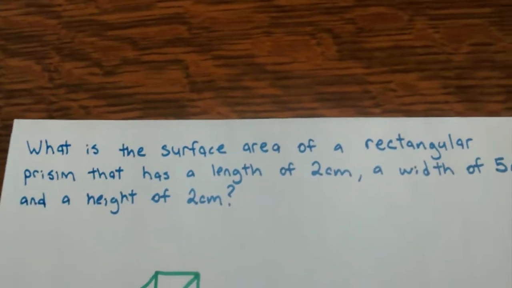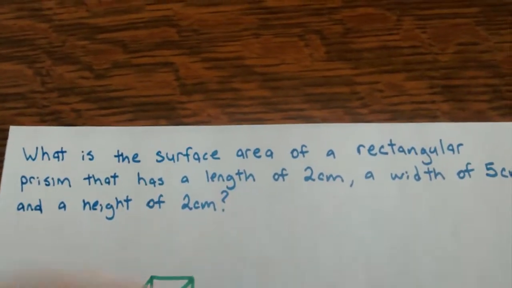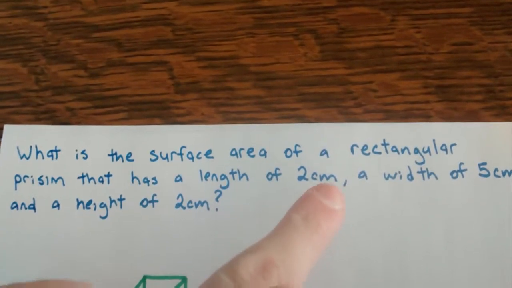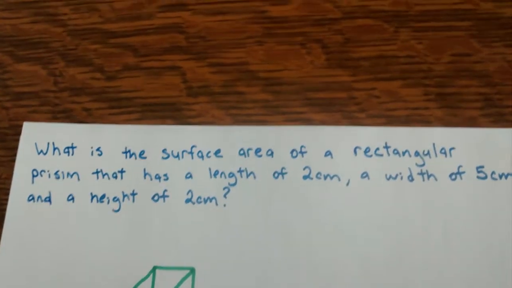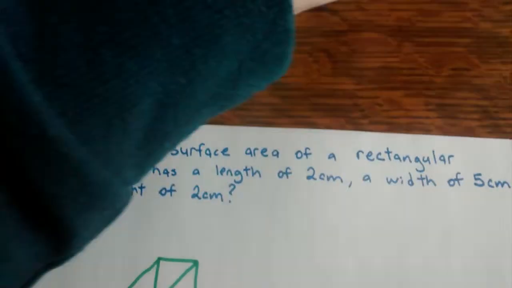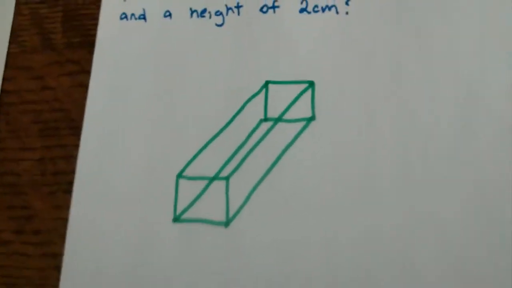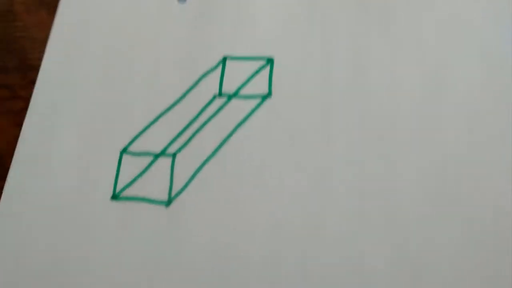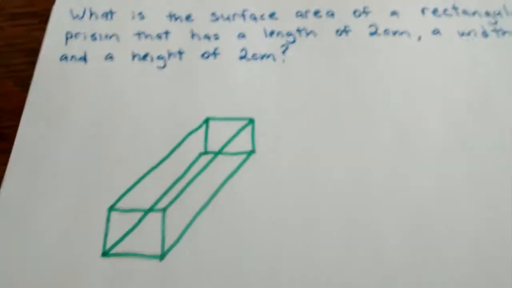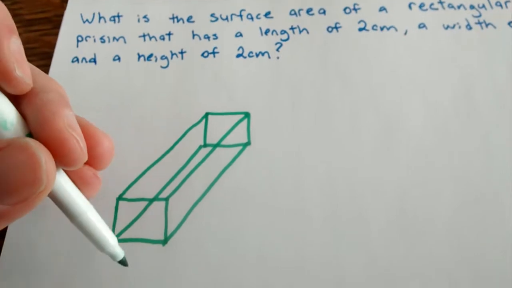What is the surface area of a rectangular prism that has a length of 2 centimeters, a width of 5 centimeters, and a height of 2 centimeters? So there's many ways to approach this problem. Let's first draw a diagram of the shape itself. Now, logically speaking, I first drew the length of 2.